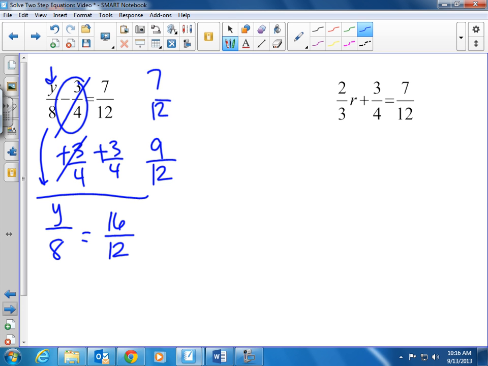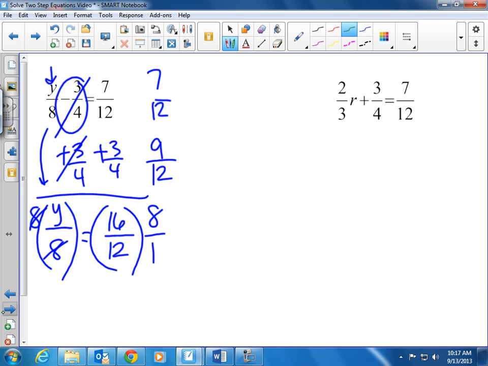I'm still not finished because y is not alone. I need to get rid of this division by 8 here. How do I get rid of division by 8? Well, we do the opposite of division, which is multiplication. So I'm going to multiply each side by 8. Okay, so now that I'm here, I'm going to go ahead and simplify this a little bit before I multiply. You have two options. You can multiply straight across and then reduce at the end, or I'm going to simplify this a bit beforehand to make my life easier.